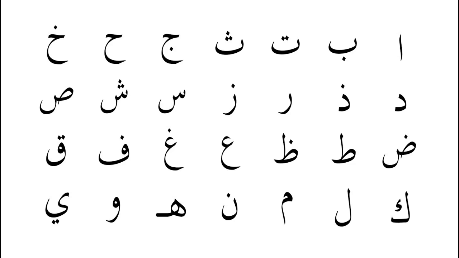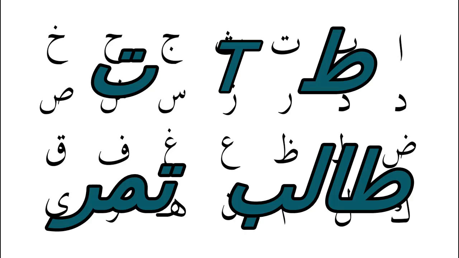All right, so our first pair is similar to an English T, like in the words taste or tiger. The first, non-emphatic letter we can have in a word like tamr, which means dates, the fruit. And then the emphatic of the pair, talib, which means student. So just to compare the two sounds again: tamr, talib, tamr, talib.